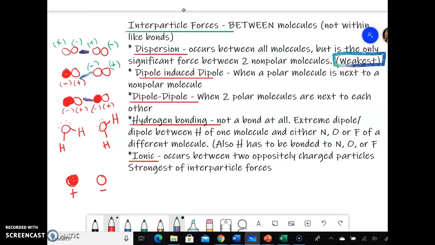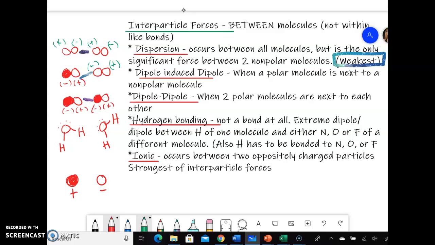All right, the next one is hydrogen bonding. This one is really important. This gives a lot of molecules really special properties. It's the strongest of the intermolecular forces. It's not quite as strong as ionic, but it is super strong, and it's kind of like an extreme dipole-dipole. So what happens is I've got two water molecules here. They are both polar, so they have dipole-dipole interactions. They also have dispersion because everything has London. Sometimes they call it London dispersion, just by the way.